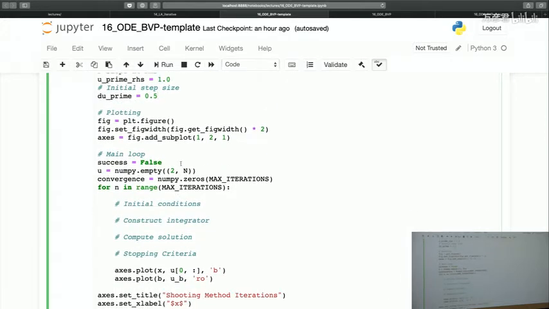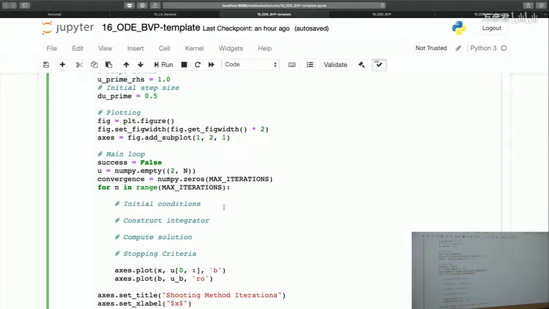So we have the normal types of things. We have u, we have success, and we're going to just look at the convergence as we go. So the convergence is going to just be the difference between, in this case, the true boundary condition. So that's what we're counting as convergence in this case, and what we're computing the boundary condition to be.